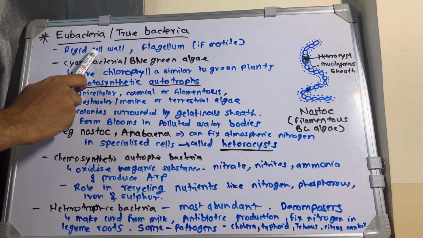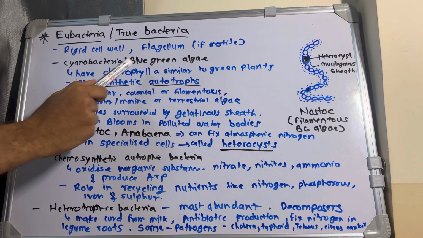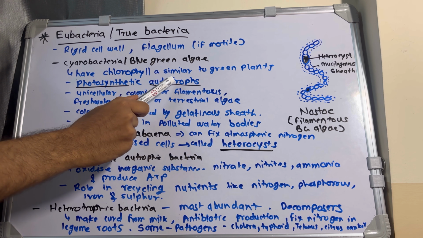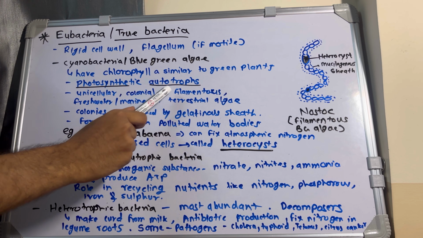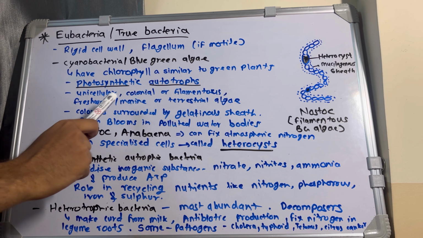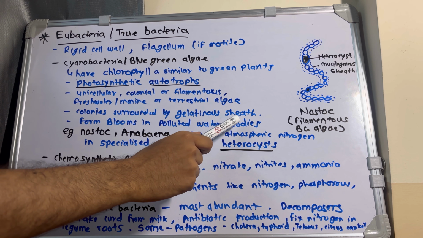Now let's discuss eubacteria, that is true bacteria. They have a rigid cell wall and a flagellum if motile. Cyanobacteria or blue-green algae have chlorophyll a similar to green plants, hence they are photosynthetic autotrophs. They are unicellular, colonial or filamentous freshwater or marine or terrestrial algae. The colonies are surrounded by gelatinous sheath and they form blooms in the polluted water bodies.